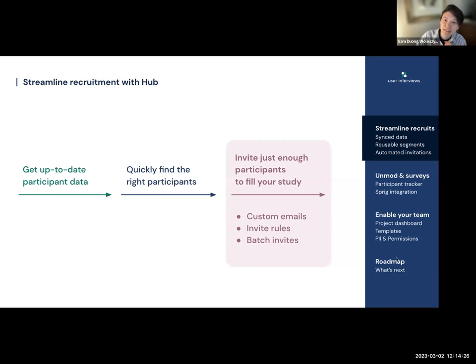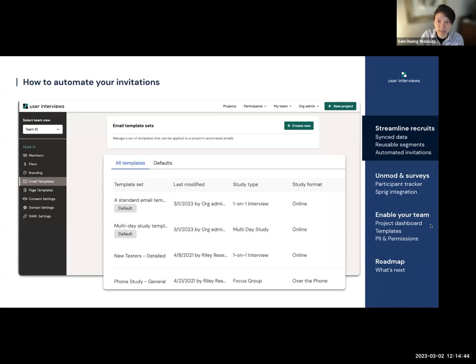The next step is, you've got the right data, you've identified the participants that are a great fit for your research project, and now it's time to actually invite them to participate. So a lot of teams are taking advantage of a few ways that we have to streamline invitations. The first of these is our custom email templates.